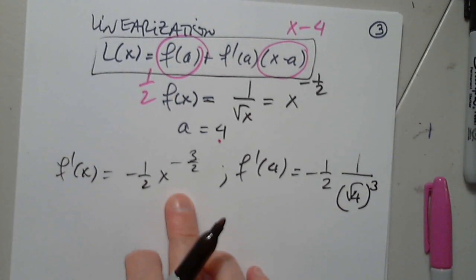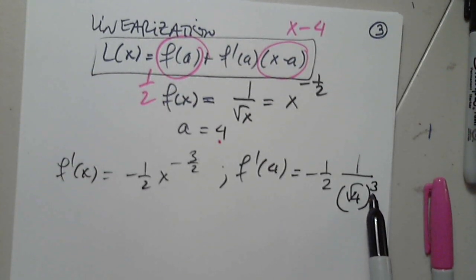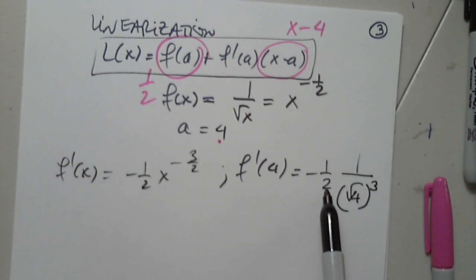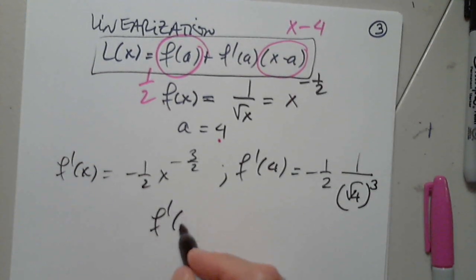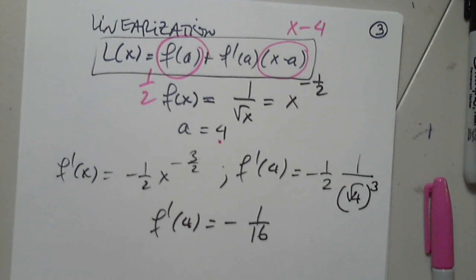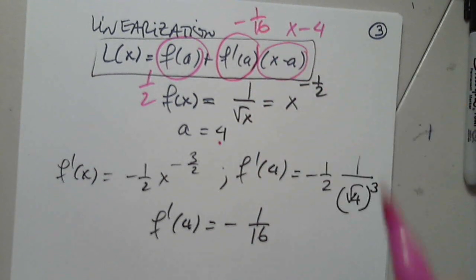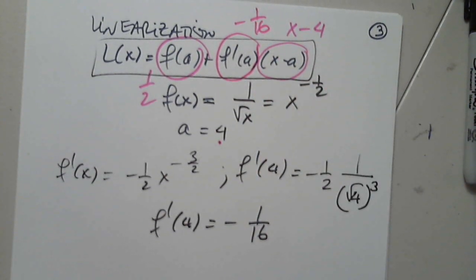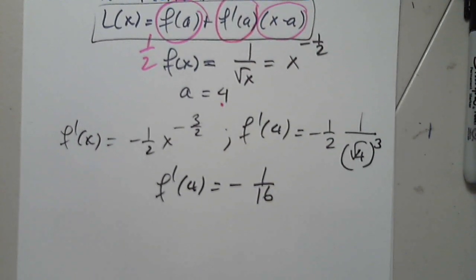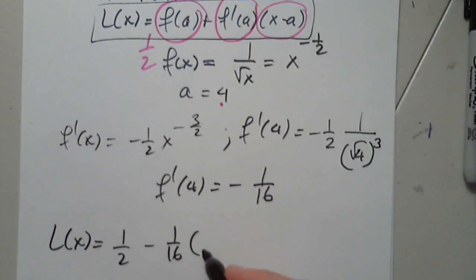Okay? Well, the square root of 4 is 2. 2 to the third would be 8. 8 times 2 is 16. So f prime of 4 is negative 1 over 16, which makes this number negative 1 over 16. And I have the entire linearization. I just have to put it together. So L of x equals 1/2 minus 1 over 16 times x minus 4.